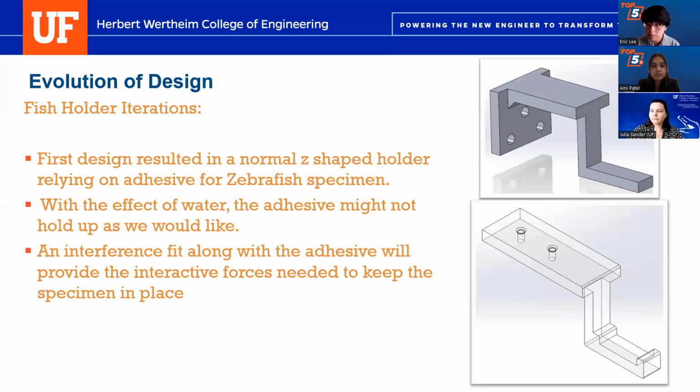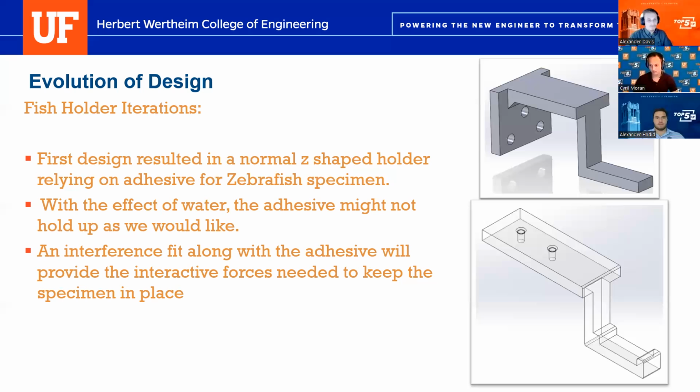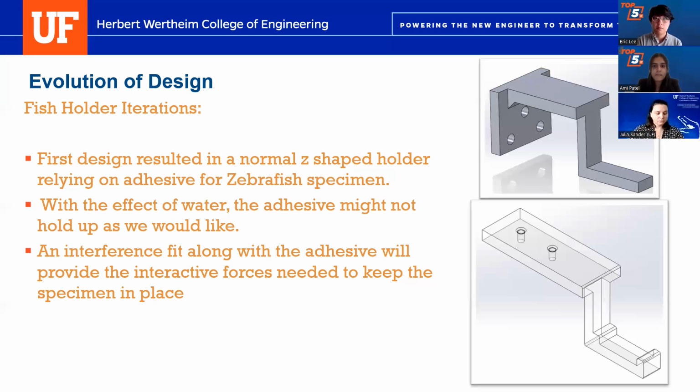On the top portion of the fish holder are two fastening mounts that secure to the Z actuator. And we chose to put the mounts on the top of the actuator to allow for easy fastener removal without the imaging chamber getting in the way.